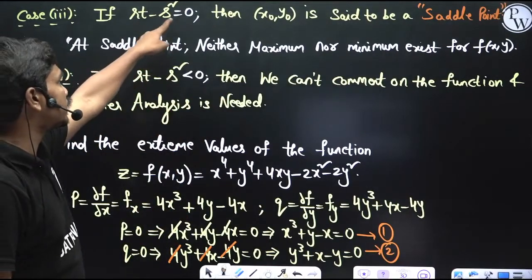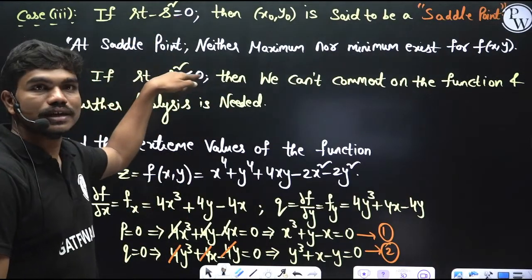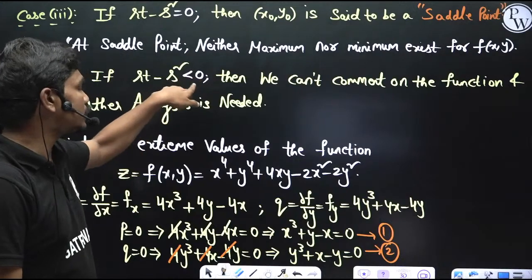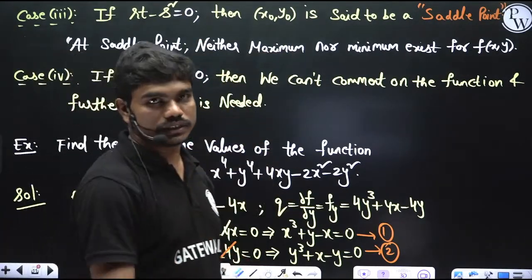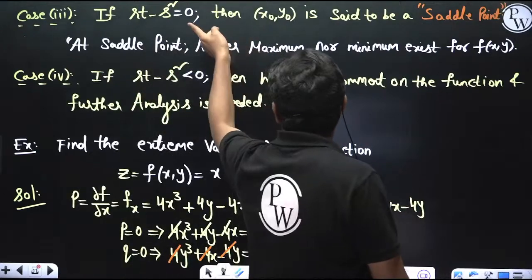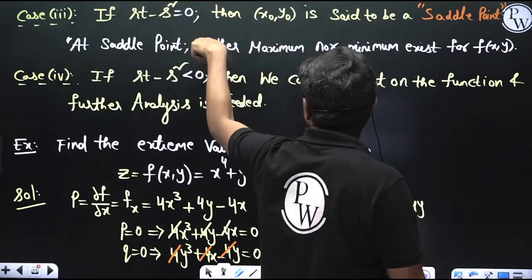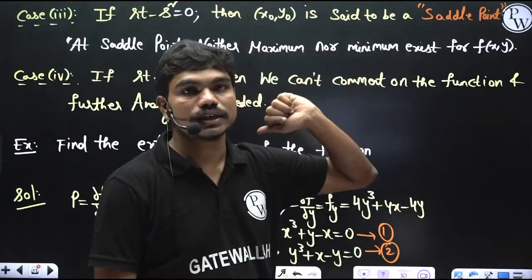If rt minus s square is equal to 0, it's called a saddle. If rt minus s square is negative, then obviously you cannot comment on the function. Second derivative is also 0 at that point too. So this is the case of a saddle point. Please correct this. That's why, generally, if I don't derive, these are the mistakes that I sometimes make.